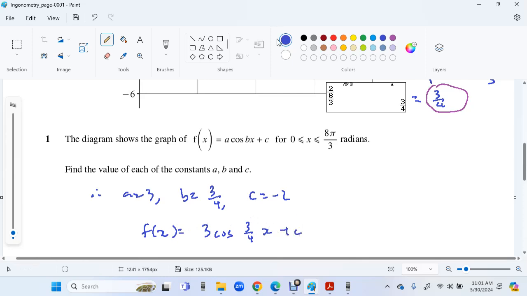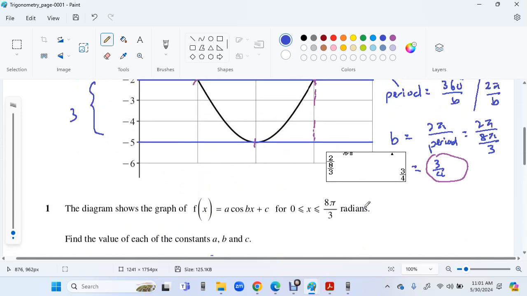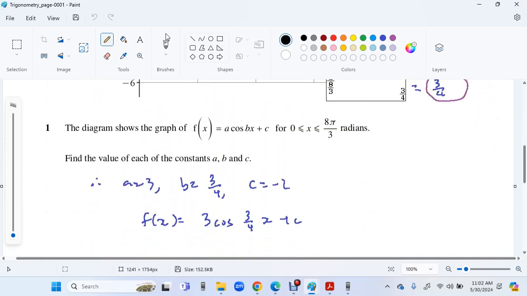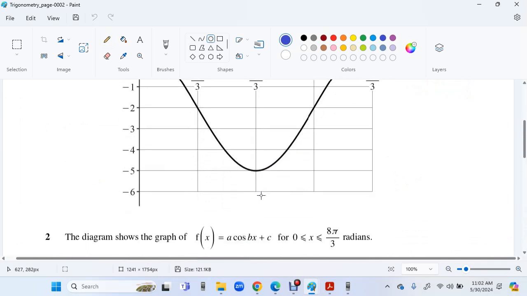Okay. And then, so this one actually is the minus 2 here. c is minus 2. Okay, in the exam, writing the values of a, b, c is enough. For me, I just write the f(x) again. The f(x) is not necessary. Okay. Next, we look at question number 2.